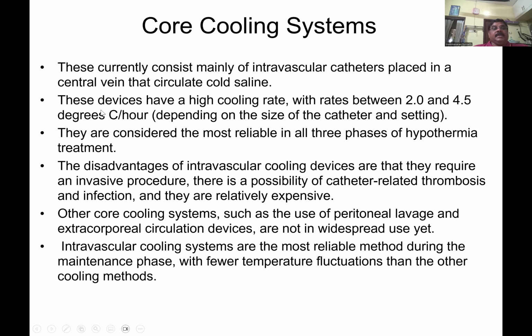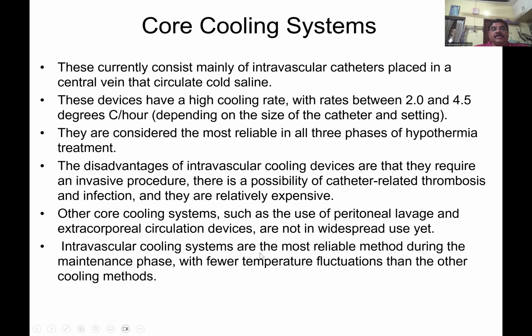Core cooling systems currently consist of intravascular catheters placed in a central vein that circulate cold saline. These devices have a high cooling rate, between 2 to 4.5 degrees centigrade per hour, depending upon the size of the catheter and setting. They are considered the most reliable in all three phases of hypothermia. But the disadvantage is that it is an invasive procedure and there is a possibility of catheter-related thrombosis. Other core cooling systems such as peritoneal lavage and extracorporeal circulation devices are not widely used yet.